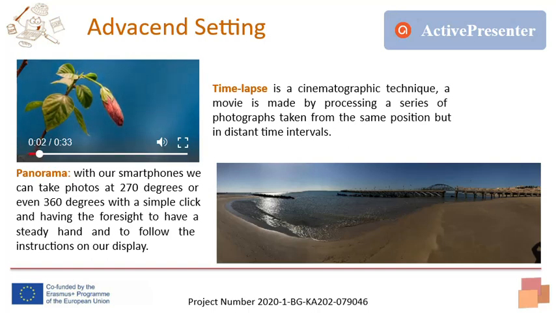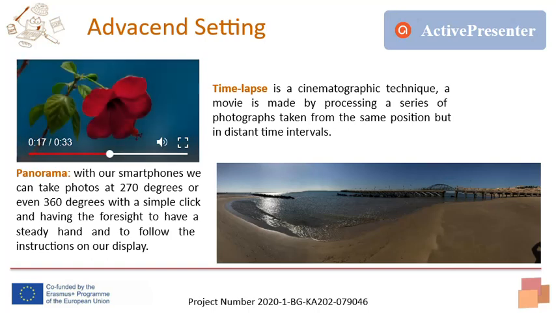Another advanced mode to take high-impact photos with our smartphone is the panorama mode. This technique also originates from classical photography. In the past, several photographs were taken on the same plane but by moving the scene, and then they were pasted in post-production. Now with our smartphones we can take photos at 270 degrees or even 360 degrees with a simple click, and having the foresight to have a steady hand and to follow the instructions on our display.